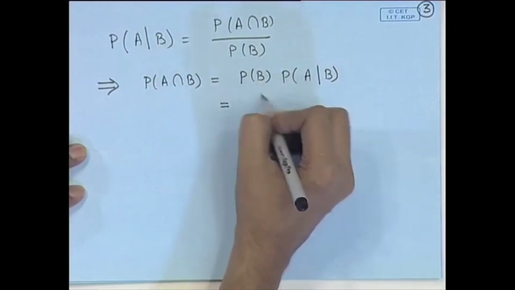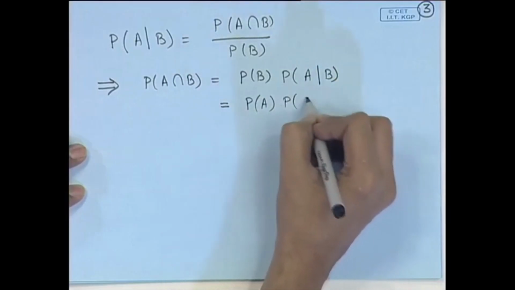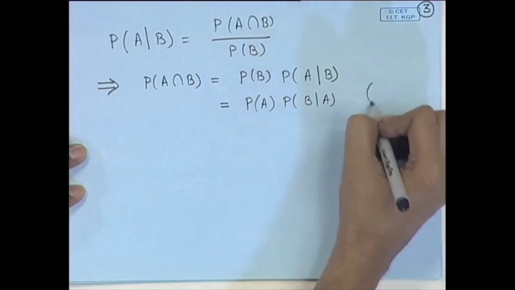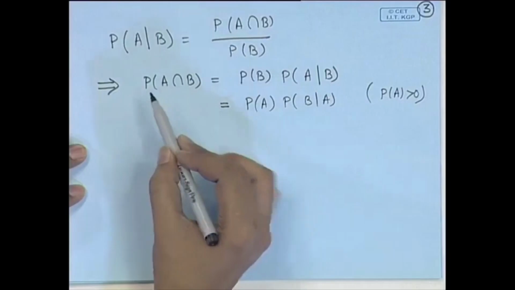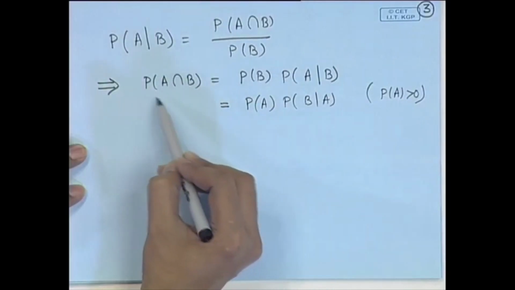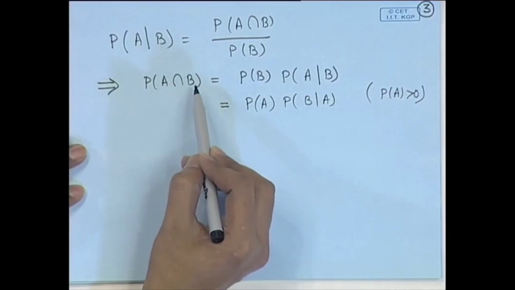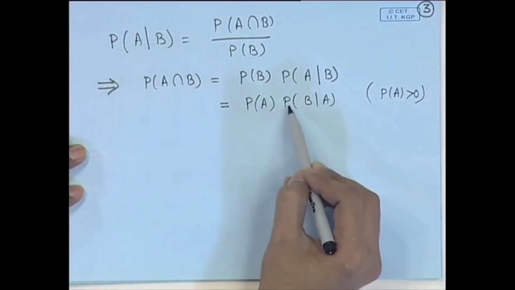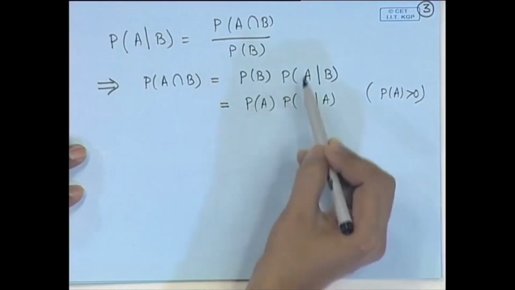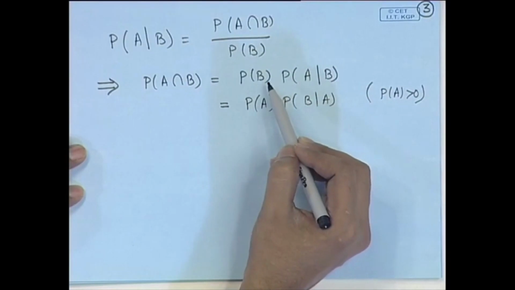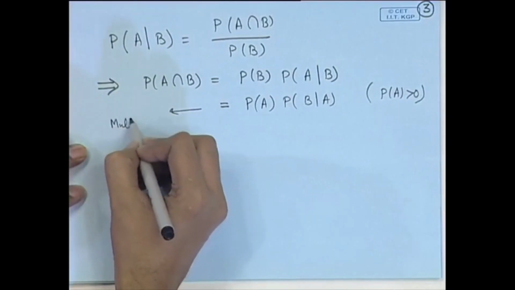If we interchange the roles of A and B, then we can also write it as P(A) times P(B given A), of course provided that P(A) is positive. Now, this representation of the expression for the probability of simultaneous occurrence as a product, where one term is a conditional probability and the other term is a marginal probability, is known as the multiplication rule. So, this is called the multiplication rule.